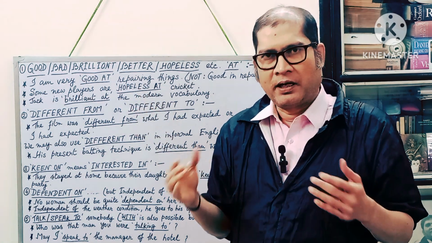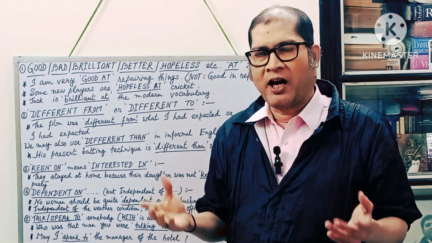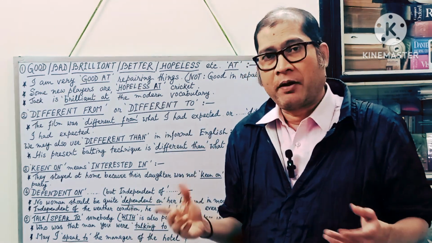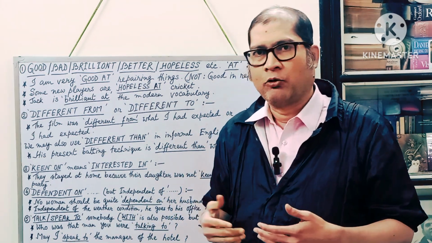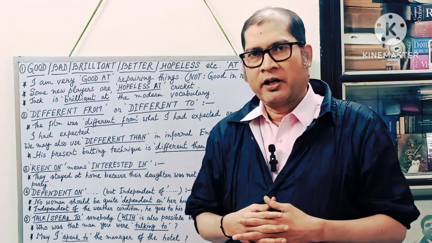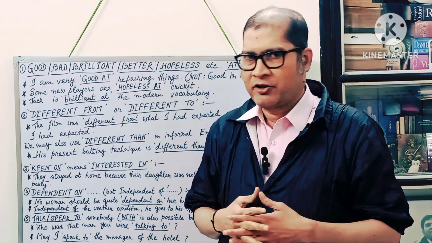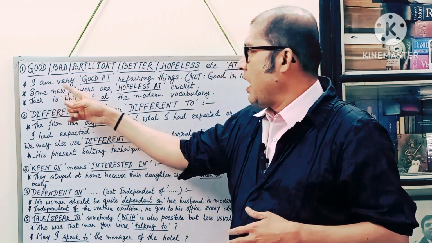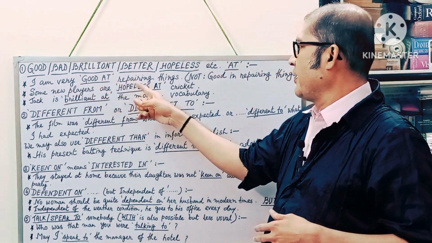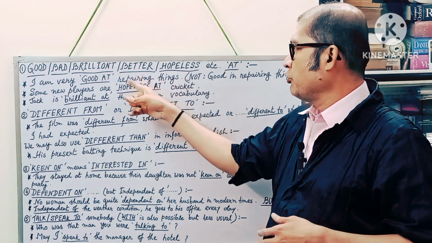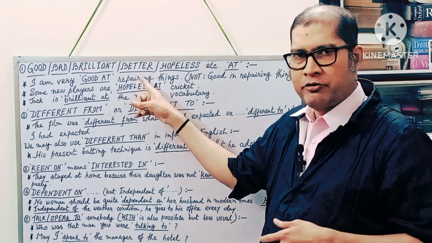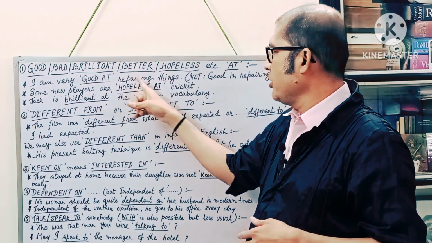Plus a noun or a verb plus ing, that may also be a gerundal noun, so you may use that gerund as well after at. Look at the example sentences. I'm very good at repairing things. Here you see repair, ing added, so it has become a gerund. So, good at repairing things.